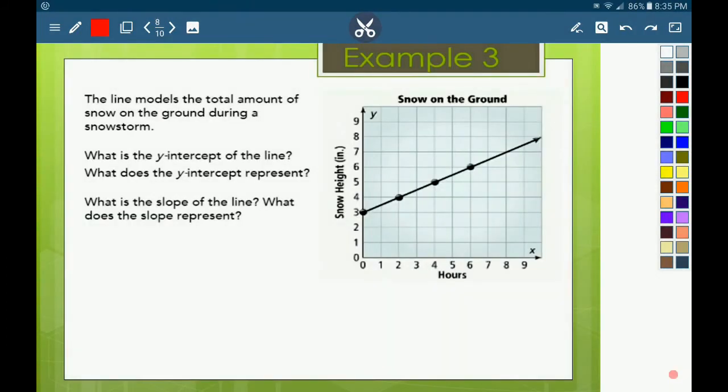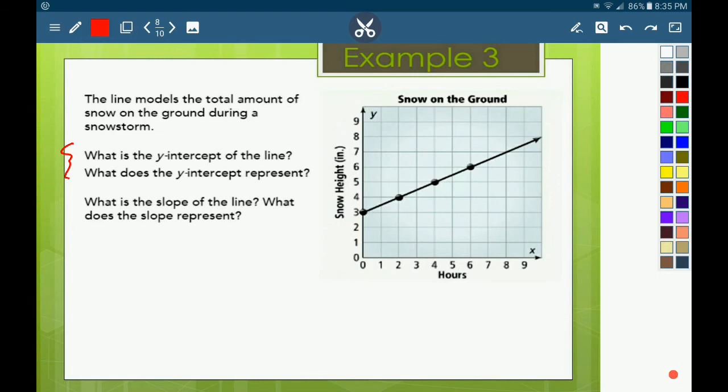All right, so for our last example, we're going to look at a real-life problem. It says the line models the total amount of snow on the ground during a snowstorm. What is the y-intercept of the line? What does the y-intercept represent? What is the slope of the line? What does the slope represent? So let's first focus on this paragraph regarding the y-intercept.